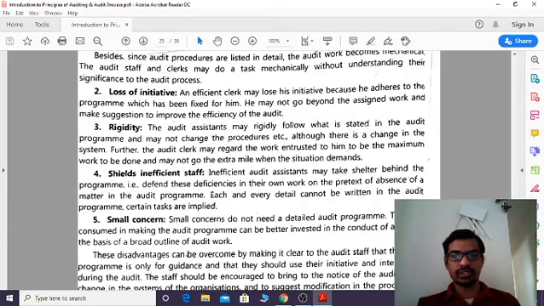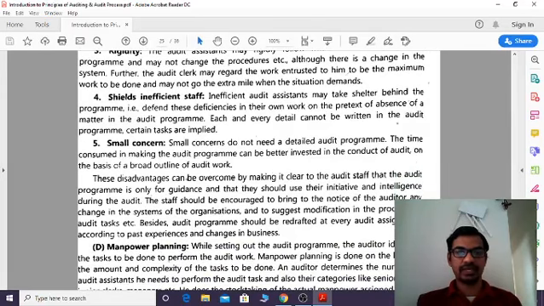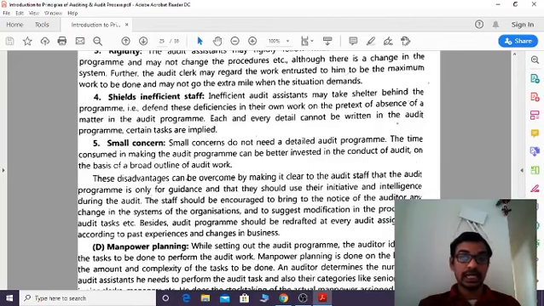Rigidity. It is not possible to change the audit program as per the changing situation. Why? Because it is already prepared, and if suddenly a situation arises where change is necessary, many a time the change is not followed under the program. That is again the difficulty. Shields for inefficient staff. An inefficient audit assistant may take shelter behind the audit program, defending his deficiency in his own work on the pretext of the absence of a matter in the audit program. So it becomes a shield for inefficient staff also, because many staff perform their duty regularly, but some staff do not do their duty regularly, and therefore this audit program becomes a shield for them.